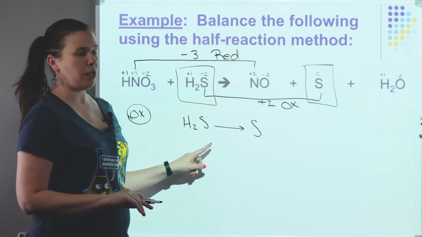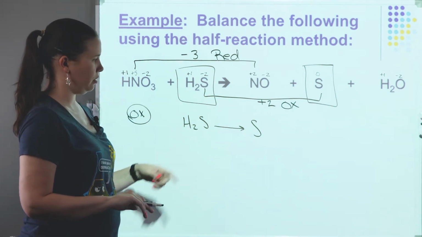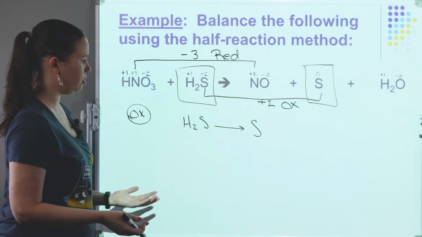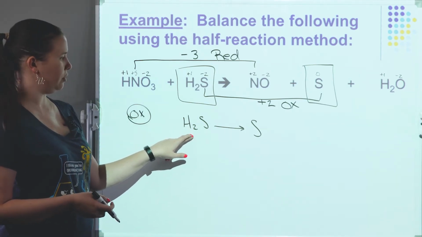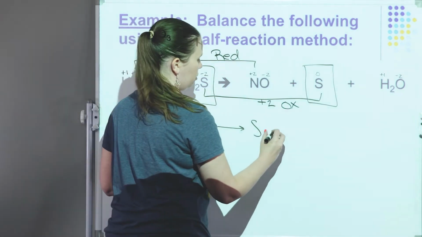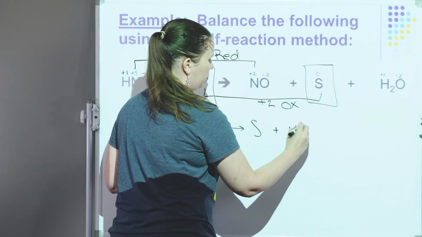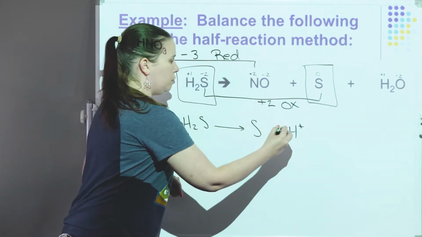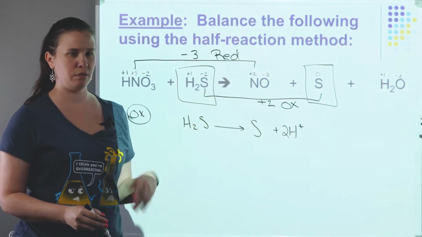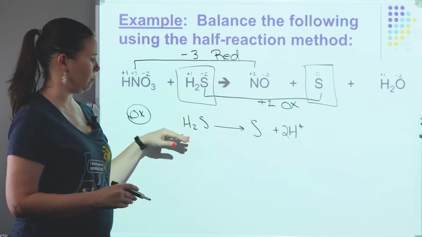First thing I'm going to check for is that oxygen problem. I do not see an oxygen problem. As a matter of fact, there's just no oxygen in this part. But I do have a hydrogen problem. Since I have 2 hydrogens on the left, I'm going to need to bring some hydrogens in on the right, and that'll always be brought in as ions. I have 2 of them here, so I'm going to need 2 of them there. So we're bringing in the hydrogens to balance.